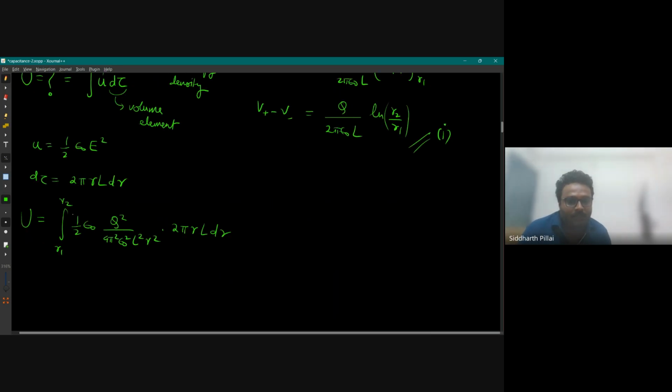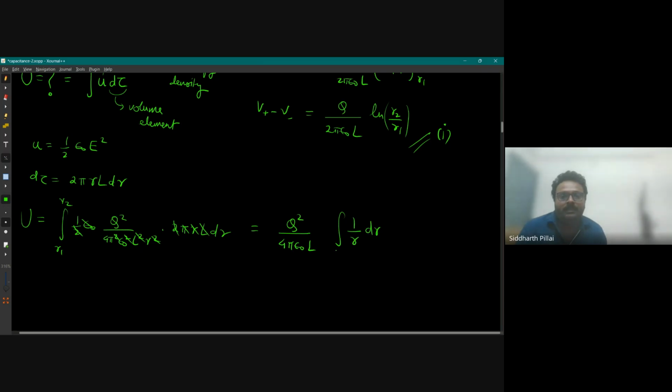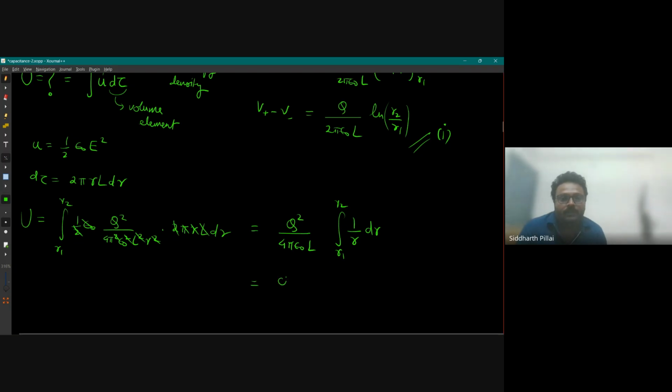I can cancel a few things here. I can cancel this 2 and this 2, epsilon naught, pi, R, L, and L. What am I left with? Q square by 4 pi epsilon naught L into the integral of 1 by R dr between the limits R1 and R2. So it's the same integral as before, only there's a Q square now, and there's one more factor of 2 in the denominator. So this would be Q square by 4 pi epsilon naught L, ln R2 by R1. Okay?